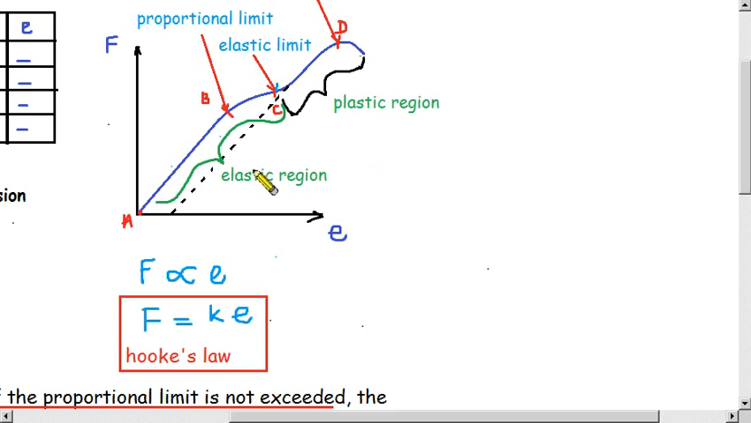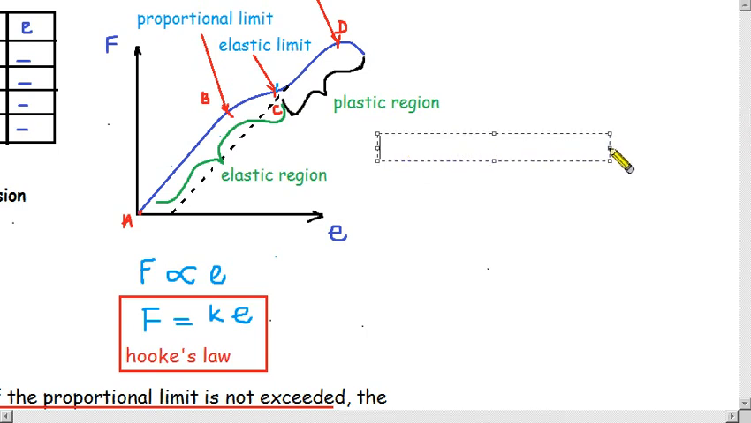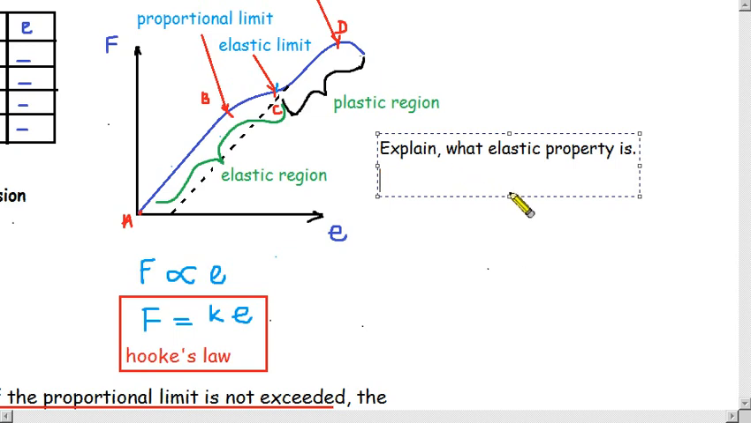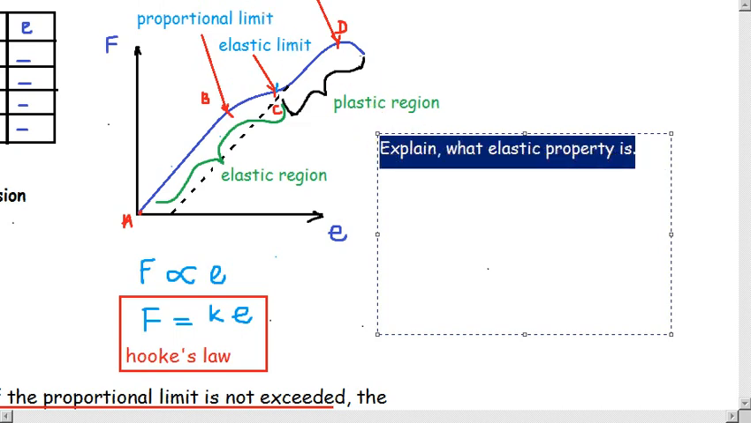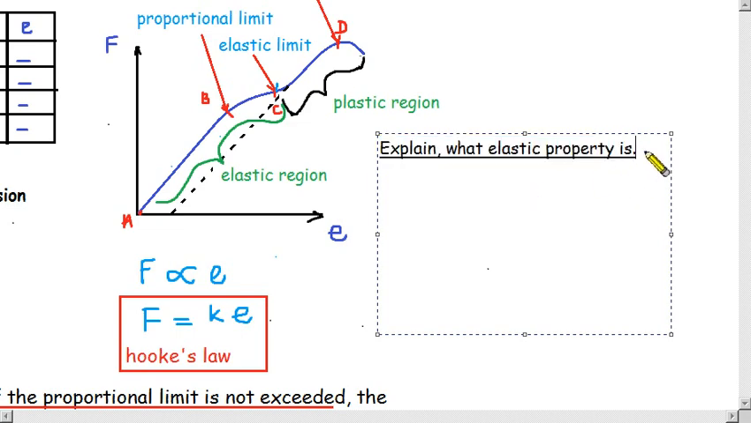So children, now I have described the shape and the words that we use in this lesson. If somebody asks in the exam, in the essay part, to explain what is meant by elastic property, how do you answer it? So the question is, explain what elastic property is. Try to answer this.